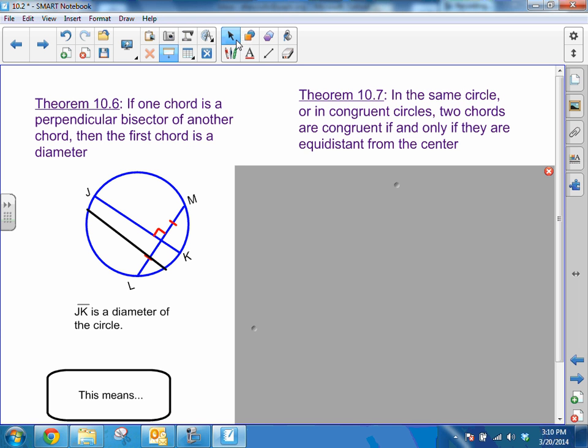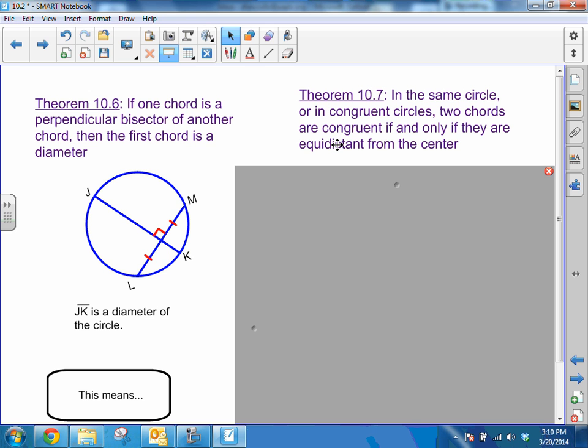Okay, yes, it's one shorter than the other. One a little bit more specific. Joey? Very good. It's not going through the center of the circle. So we know if it's anywhere else, one side is going to be more than the other. Very good. Any questions on that theorem?